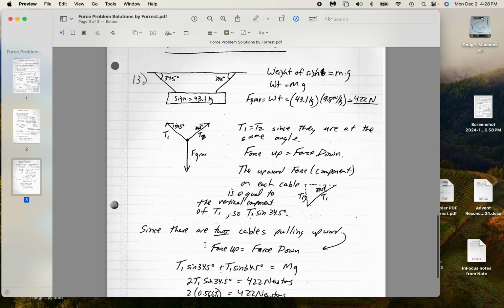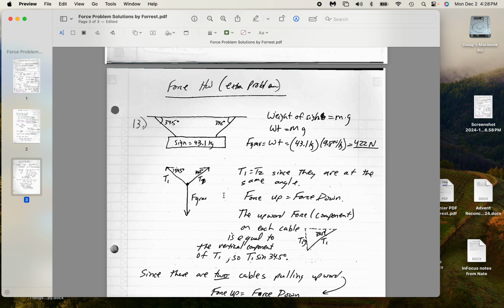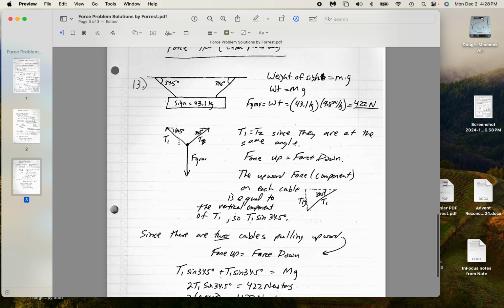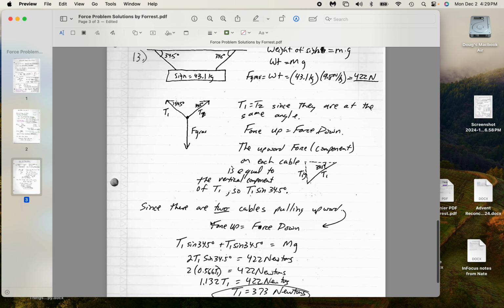And then finally, I didn't assign this one, but I want you to look at it. Essentially, you've got a force down here because of the sign. How much? 422 newtons. So obviously, you need 422 newtons up to counteract that weight. However, these wires aren't going directly up. They're 34.5 degrees each from the horizontal. These two should be equal since they're at the same angle. Force up has got to equal force down. So essentially the vertical component of this tension and the vertical component of that tension should equal the 422 newtons of gravity. So I like to say force up equals force down.